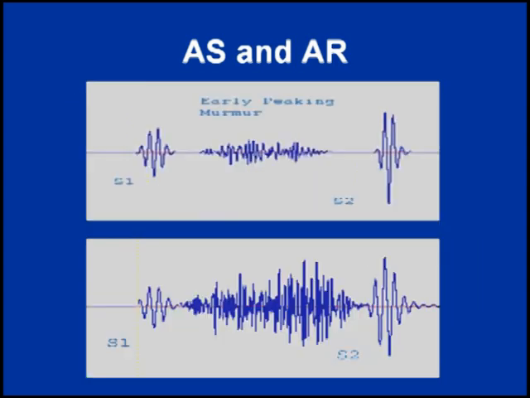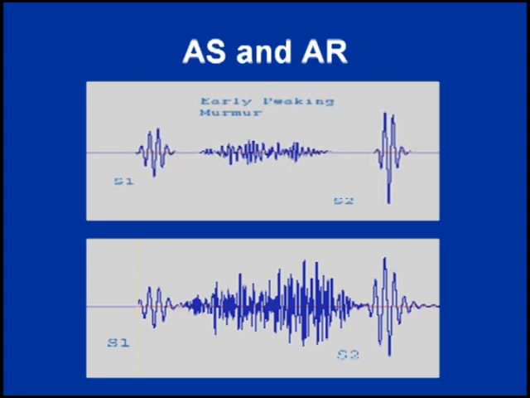Innocent murmurs reflect a normal flow velocity profile across the aortic valve. Aortic stenosis, on the other hand, has a delayed peak, reflecting the increased obstruction to outflow. Notice how the innocent murmur peaks early in systole, and compare that to the late peaking of aortic stenosis.